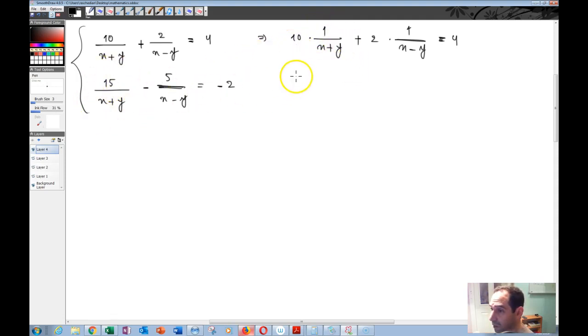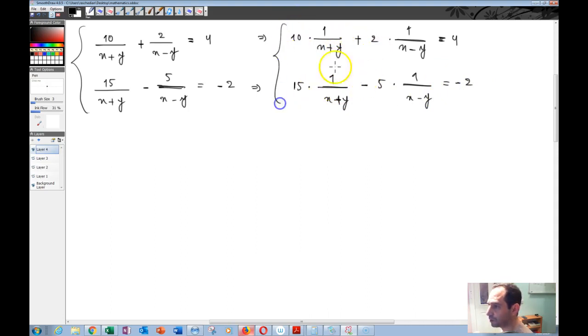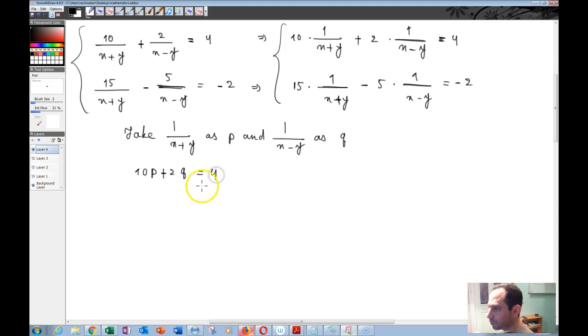And then you can write this as, for example, of course I did solve this in a slightly different way, but let's see how this works out. So 15 times 1 over x plus y minus 5 times 1 over x minus y is equal to negative 2. Okay, so now I can take, for example, 1 over x plus y as p, and 1 over x minus y I can take as q. Now if I substitute p and q here, I would get 10p plus 2q is equal to 4.